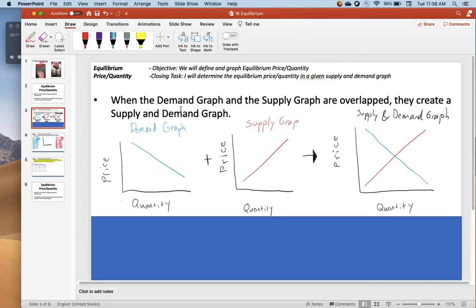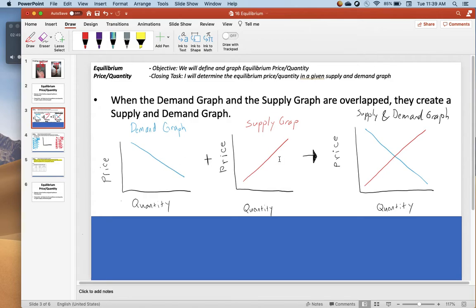Okay, so in order to figure out equilibrium, we need to review our demand and our supply graphs. So remember, demand graph looks like here on the left right here. So once again, as price goes down, quantity demand increases, or as price goes up, quantity demand decreases. And then I have my supply graph here in the middle, and this says as price goes up, quantity supply increases. As price goes down, quantity supply decreases.